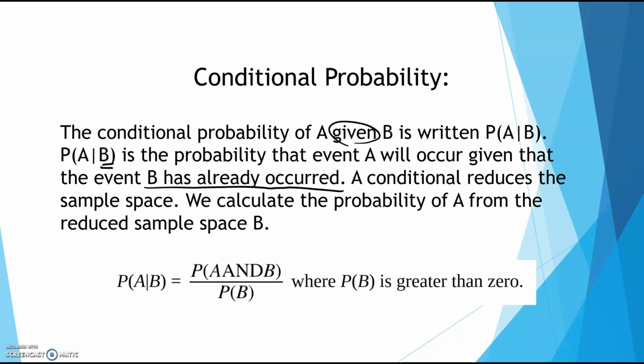Now, the formula for it is the probability of A and B divided by the probability of B. How I remember it is whatever's last will go on the bottom. Okay? And this is just making sure that the probability of B is greater than 0, because if the probability of B was 0, then we would have a fraction with 0 on the bottom, and that fraction would actually be undefined and we couldn't find the probability.